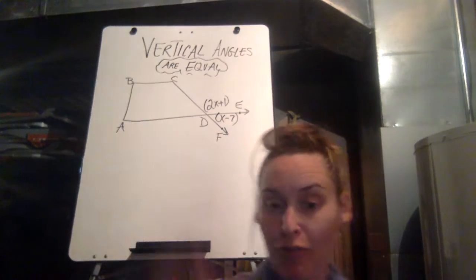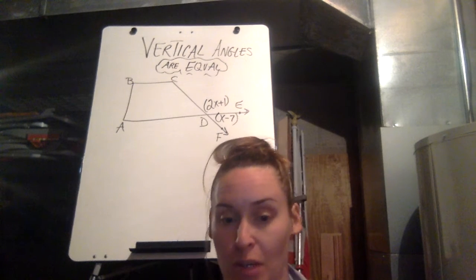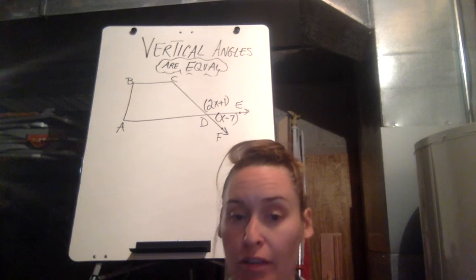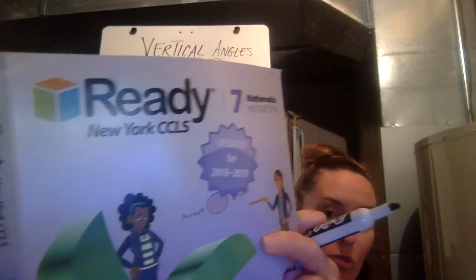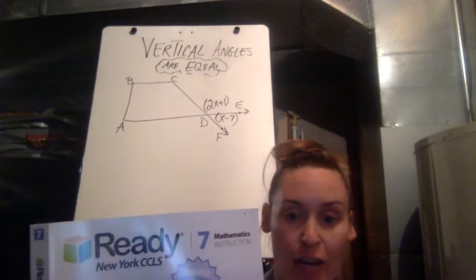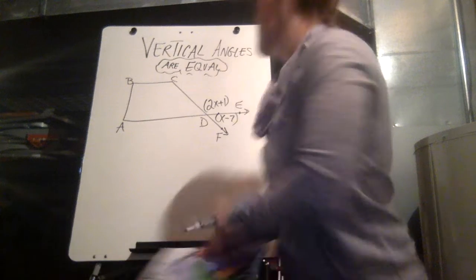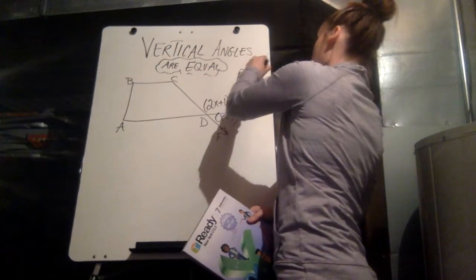Okay, we're back. Hopefully you tried the Quizlet and you had some success with it. This is your second video on vertical angles. We're going to be still in the iReady instruction book, except this time we're going to be looking at the diagram on page 172. So page 172.